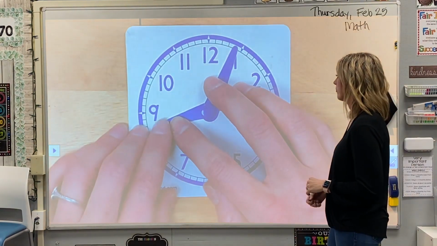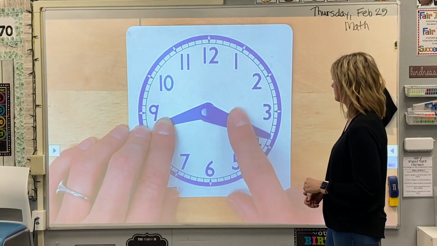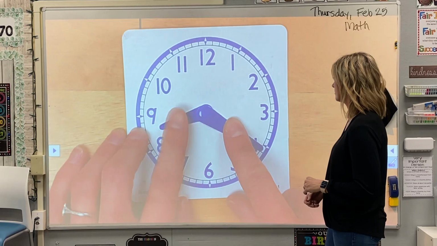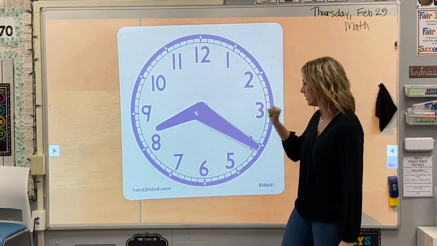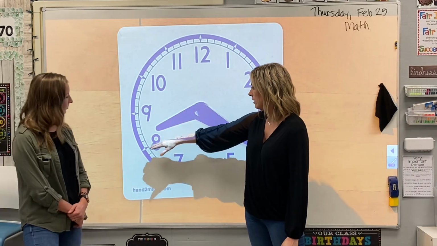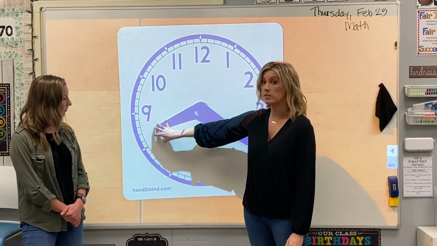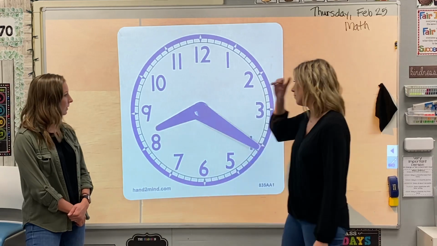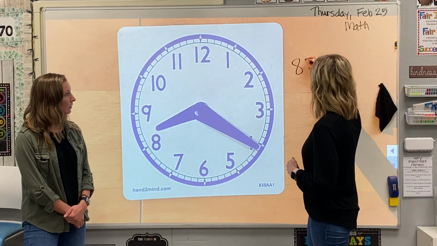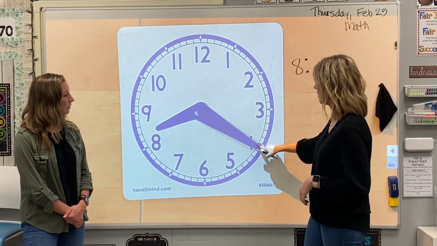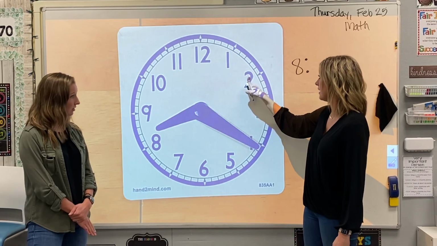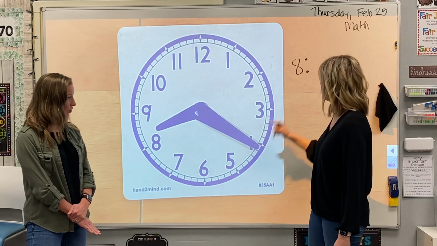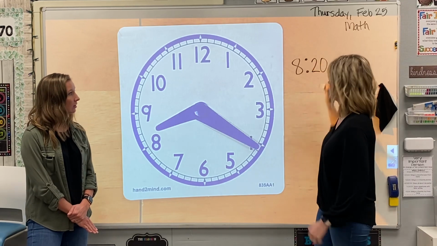Let's see. I'm going to try and do... All right. So I'm going to start with my hour hand. My short hand is pointed between the 8 and the 9, so it's still 8. Now I'm going to write that down. It's 8 colon. And now I'm going to look at my minute hand, and I'm going to start at the 1 and skip count by 5s. 5, 10, 15, 20. So it is 8:20. Very nice.